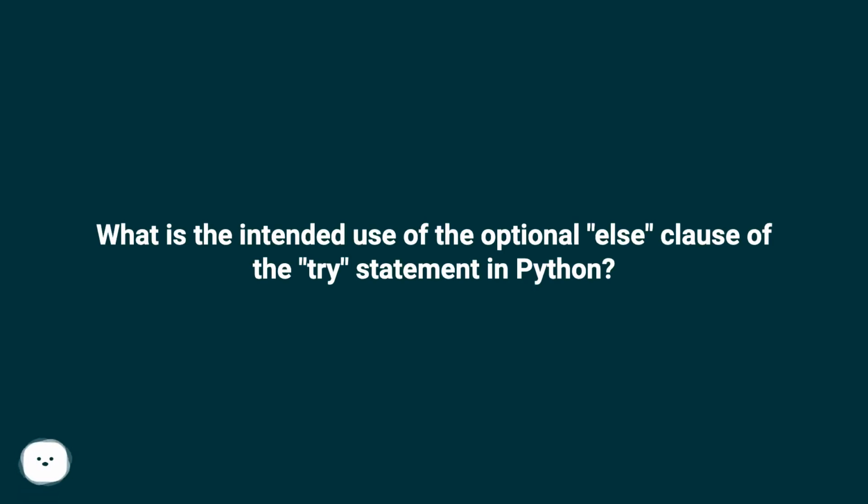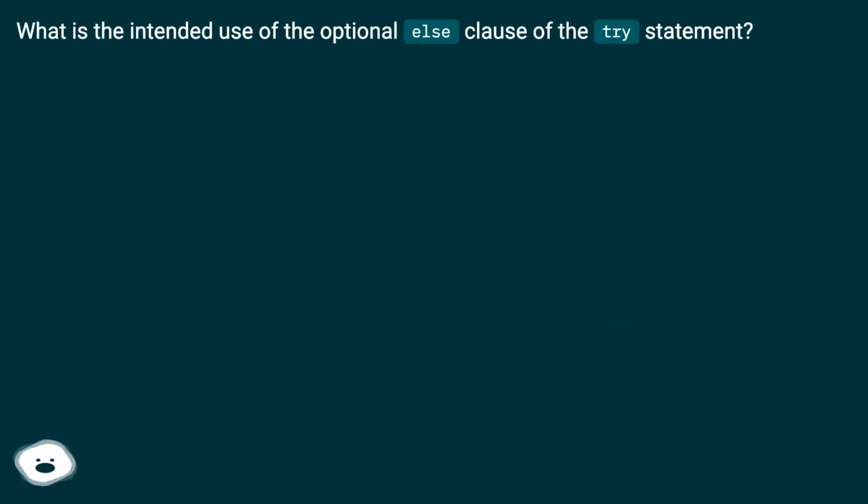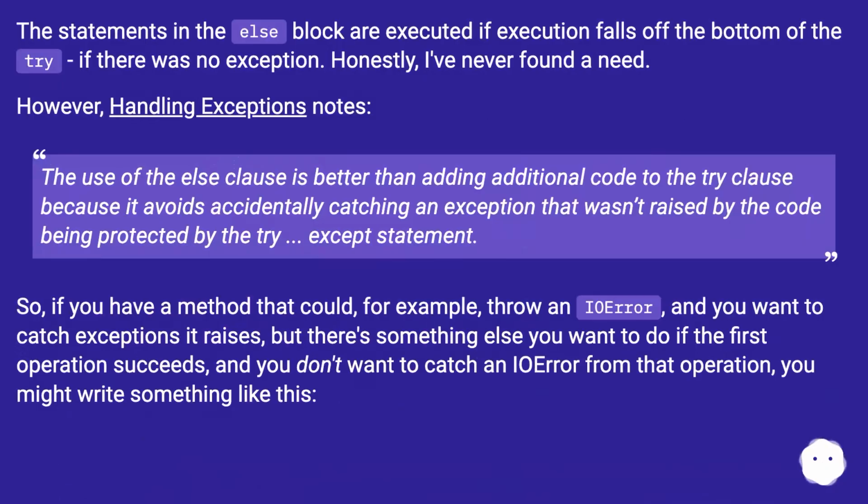What is the intended use of the optional else clause of the try statement in Python? The statements in the else block are executed if execution falls off the bottom of the try, if there was no exception. Honestly, I've never found a need.